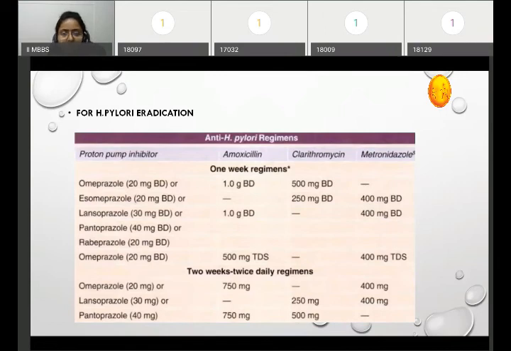In this way, this is the complete regimen of anti-H. pylori eradication. For 2 weeks, you have to give the drugs twice daily, not once daily. The drugs are omeprazole, lansoprazole, amoxicillin, clarithromycin, and metronidazole. Okay, this is the anti-H. pylori regimen that you have to write in peptic ulcer also.